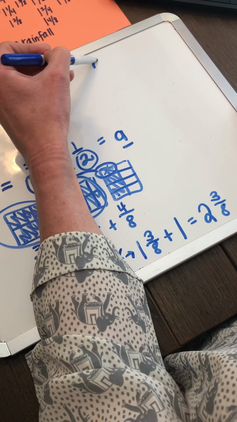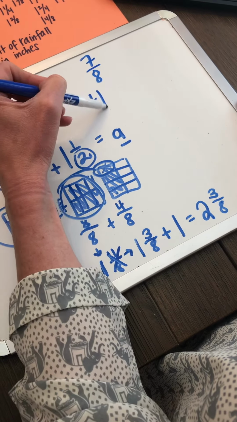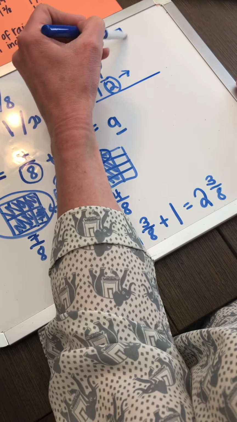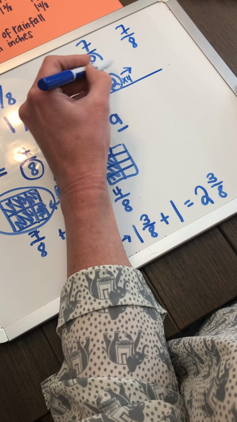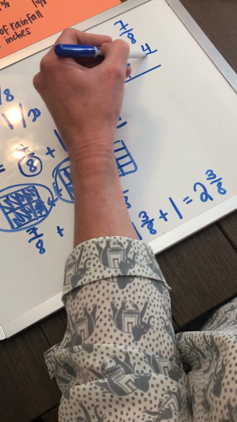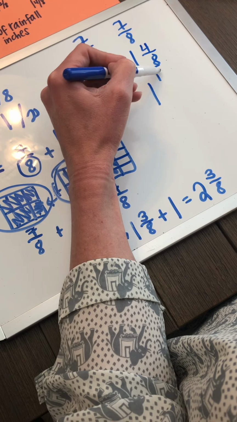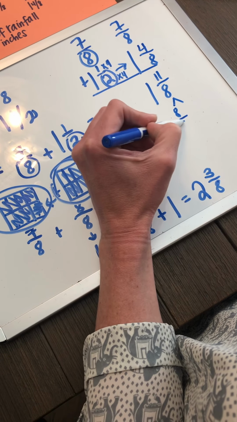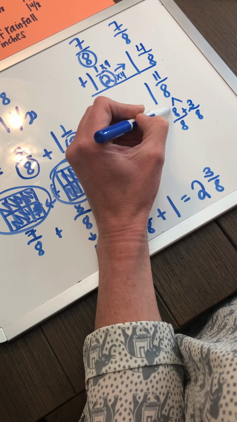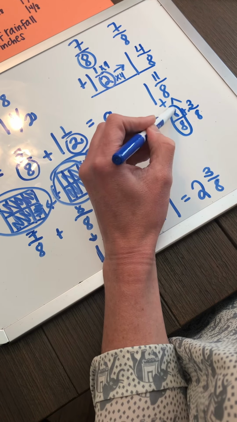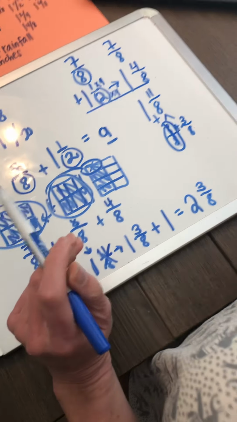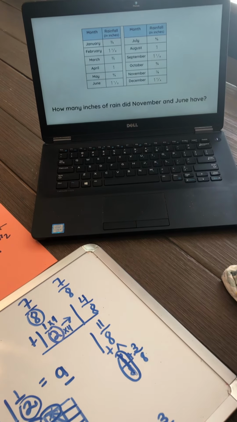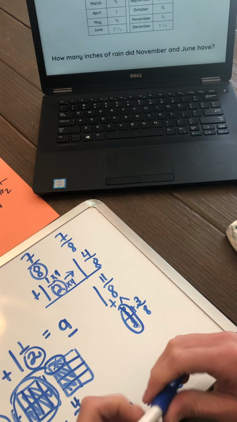I could have also made a common denominator, which we looked at a little bit ago, where I turned my halves into 8ths by multiplying the top and the bottom by 4. And so I got 4/8. And again, I would have gotten 11/8, which we just looked at down there. We would have to break apart 11/8 into 8/8 plus 3/8, which gives me another whole. So I have 1 whole, 2 wholes, and 3/8. So going back to here, how many inches of rain did November and June have? I had a total of 2 3/8 inches.